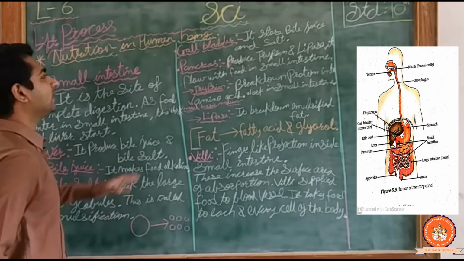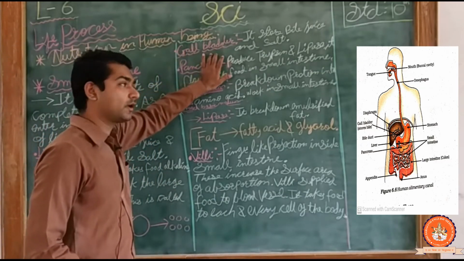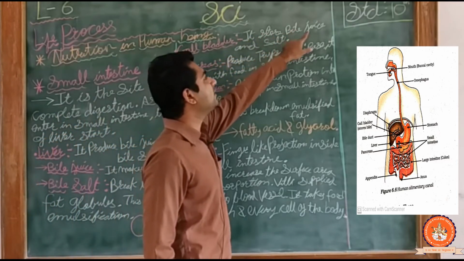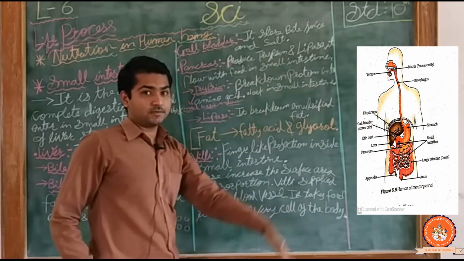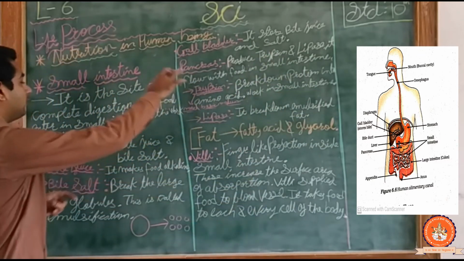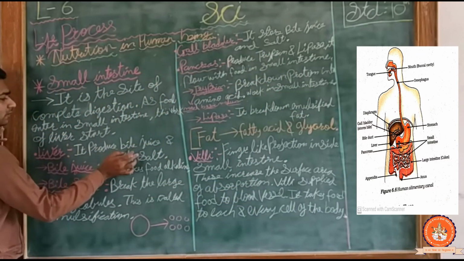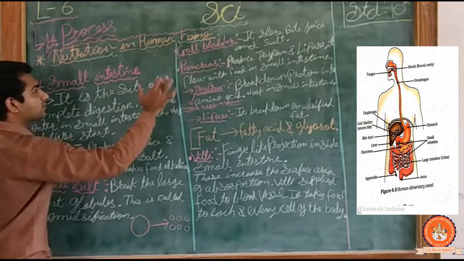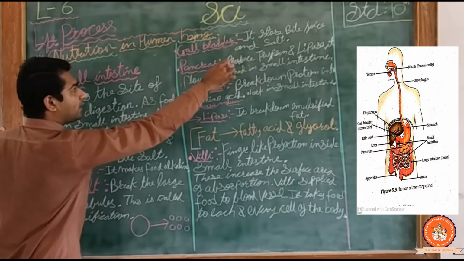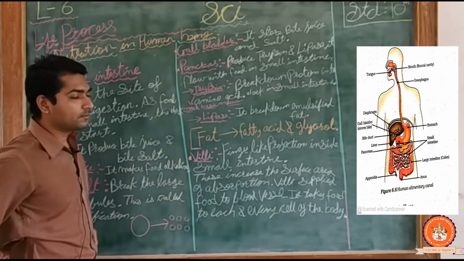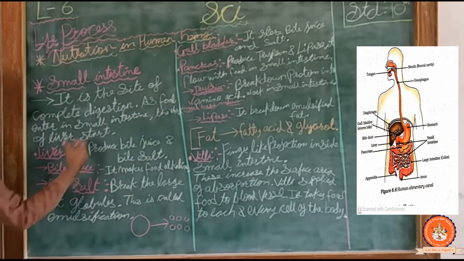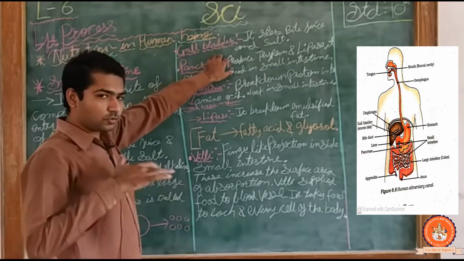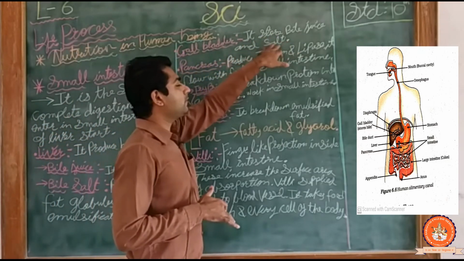Moving further, there is the gallbladder. Okay, so what is the gallbladder? It stores the bile juice and salt. The liver produces bile juice and bile salt, and the gallbladder stores them, and from there they are released. The gallbladder stores this bile juice and bile salt.